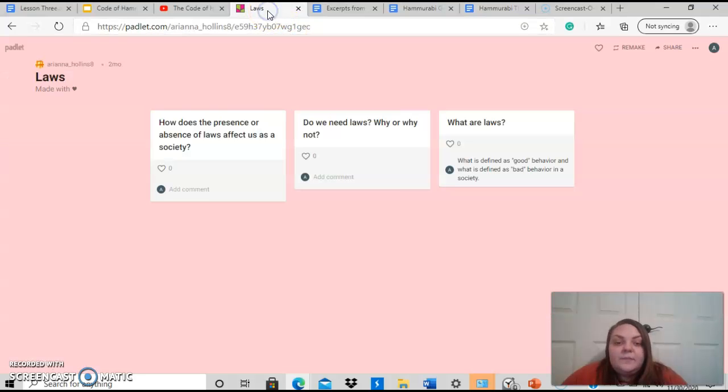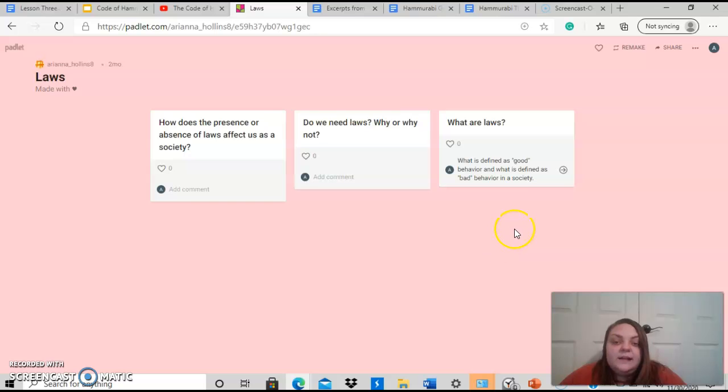So then I would pull up the Padlet and I would model for students how to use the Padlet, especially if they've never used one before or maybe it's been a while. So I would just type in my own answer. For example, what are laws? I've typed in here, just click to add a comment. And I've said laws, when I think of them using my own schema, my background knowledge, laws are what is defined as good behavior and what is defined as bad behavior in society.